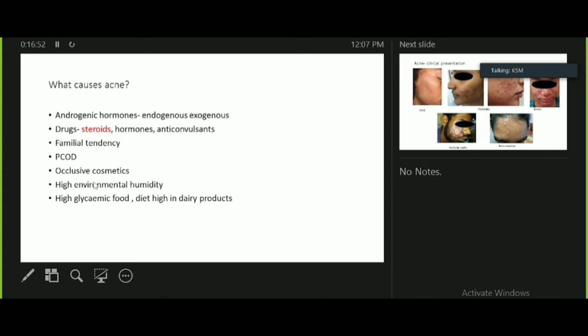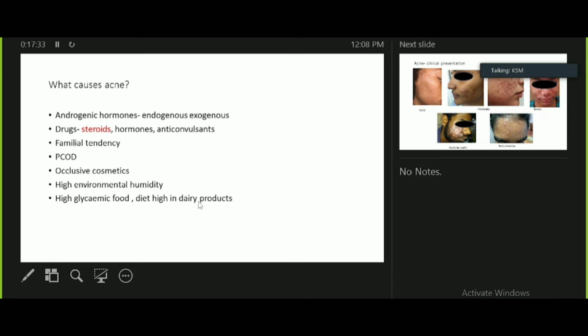Androgenic hormones, may be endogenous or exogenous, and drugs, again the steroids, hormones, anticonvulsants like phenytoins, and there's a long list of drugs. And there's familial tendency in acne as well. Also, patients with polycystic ovarian disease have more chance of getting acne. Nowadays, there's a very big problem with these occlusive cosmetics. They cause acne on face. High environmental humidity, and also high glycemic food, and also diet high in dairy products.